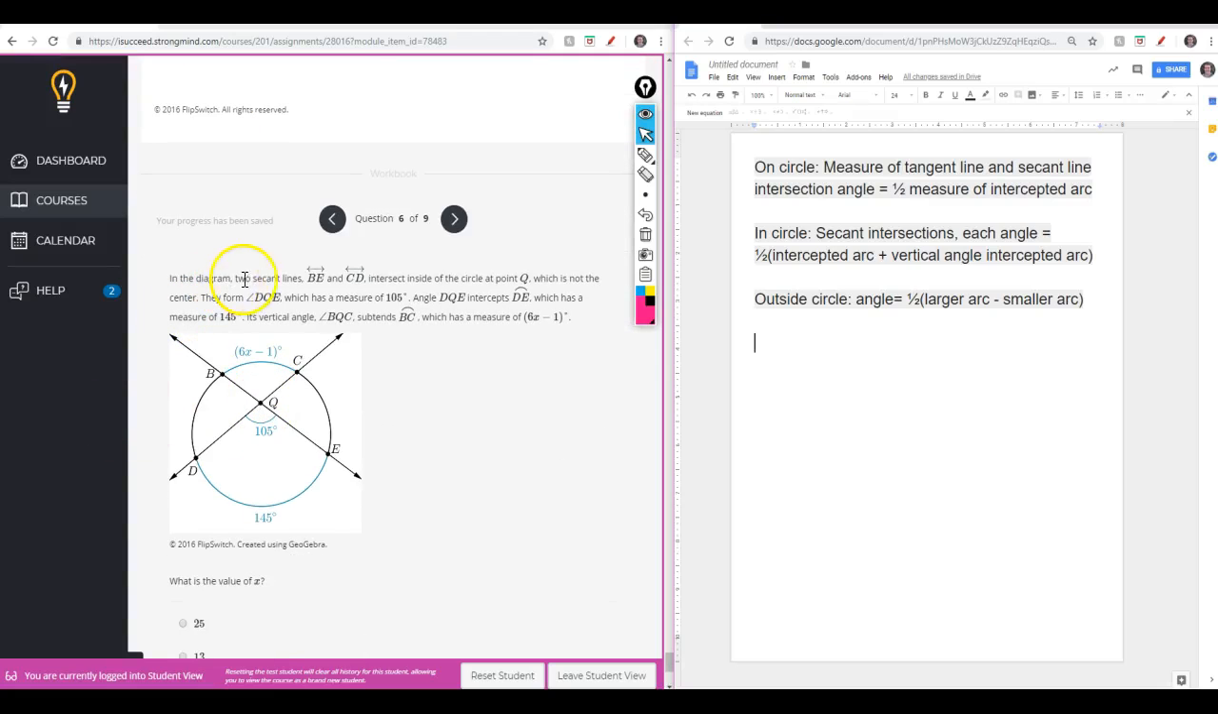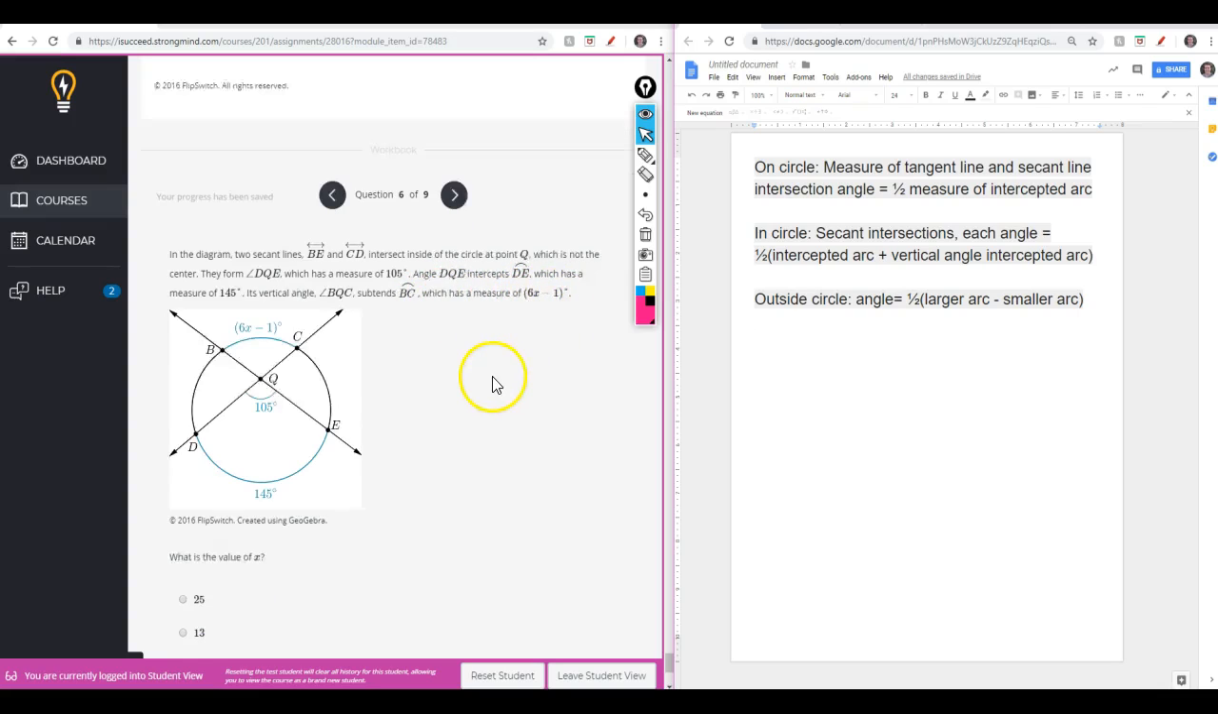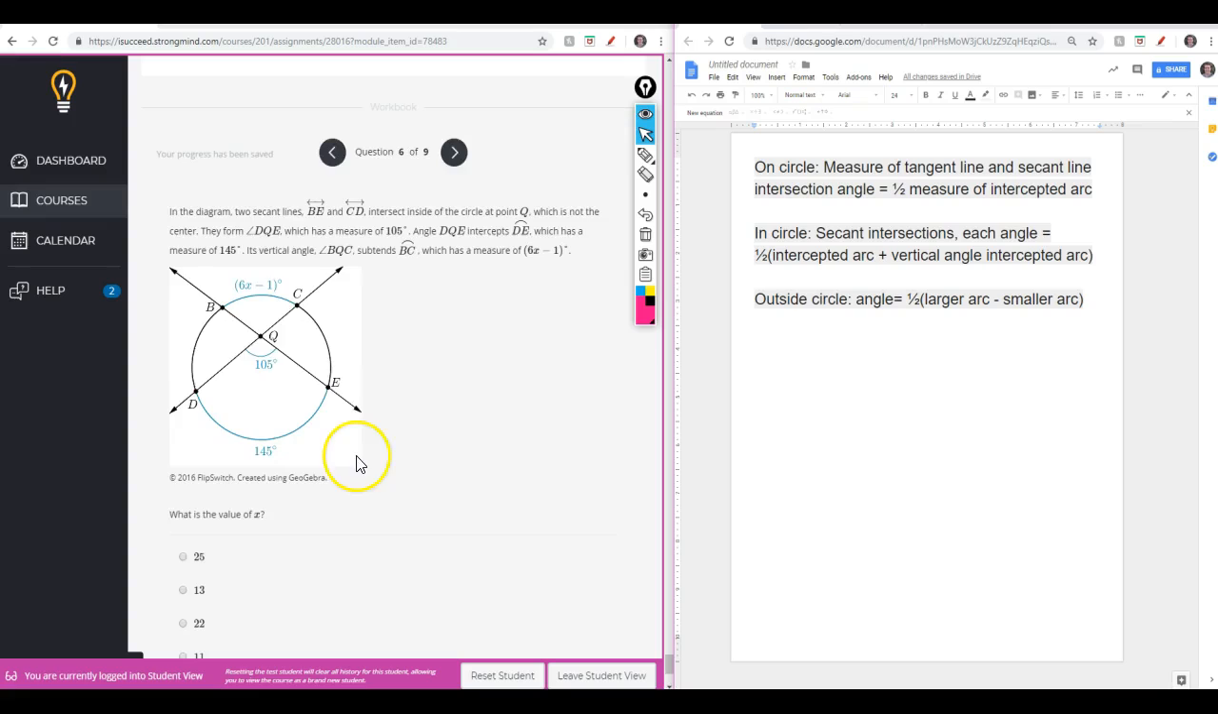Okay, in the diagram, two secant lines, line BE and line CD, intersect inside of the circle at point Q, which is not the center. They form angle DQE, which has a measure of 105 degrees. Angle DQE intercepts arc DE, which has a measure of 145 degrees. Its vertical angle, angle BQC, subtends arc BC, which has a measure of 6x minus 1 degrees. What is the value of x?